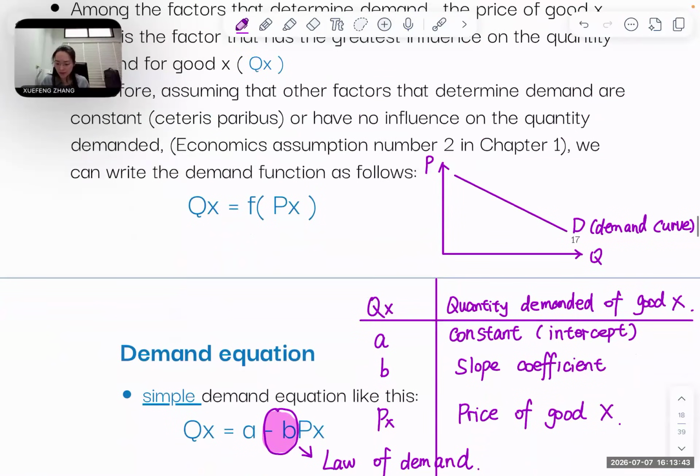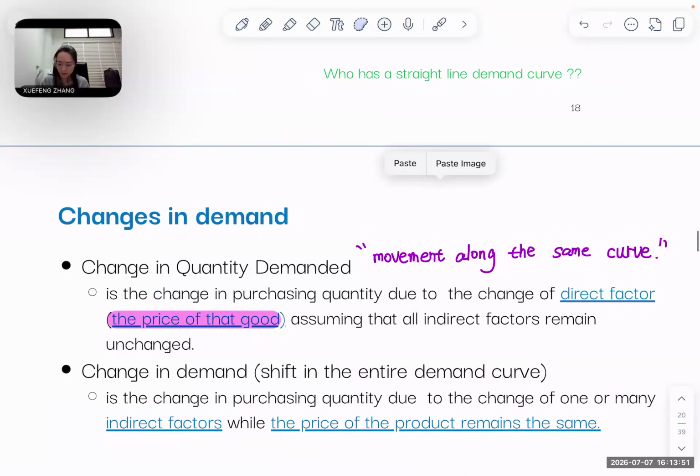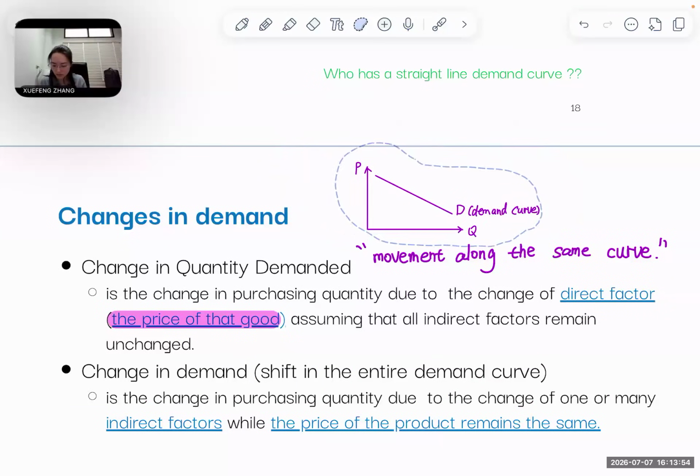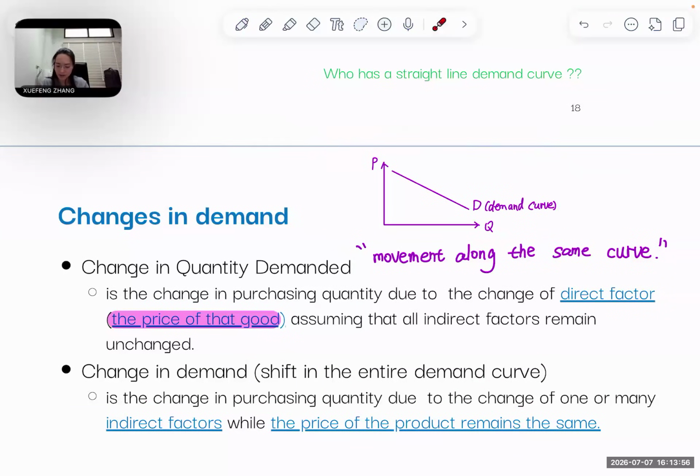Like the graph that I draw here. Okay, let me copy it and paste here. Okay, look at here. If the price of that good changes, that means the change in quantity demanded is going to be a movement along the same curve, okay.